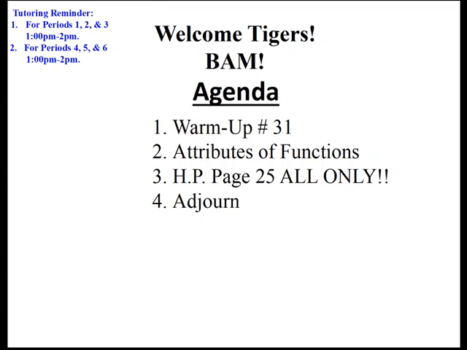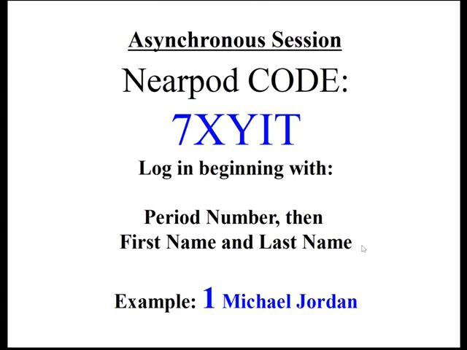All right. So once again, warm up number 31, attributes of functions, and your home play is page 25, all only. All right. Your asynchronous session code for Nearpod is 7XYIT, 7XYIT.